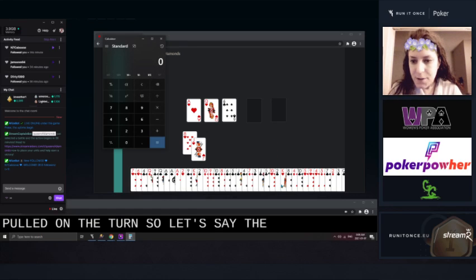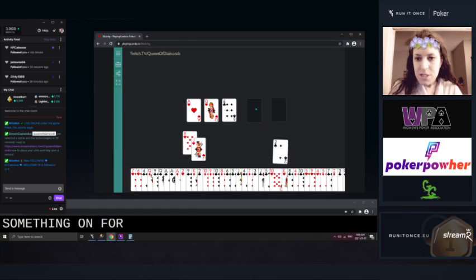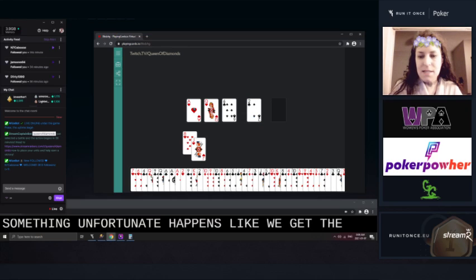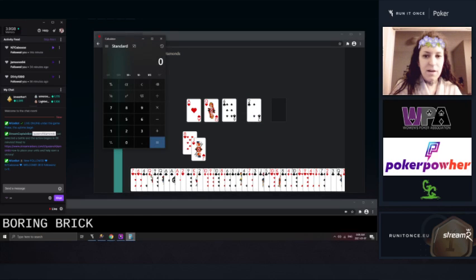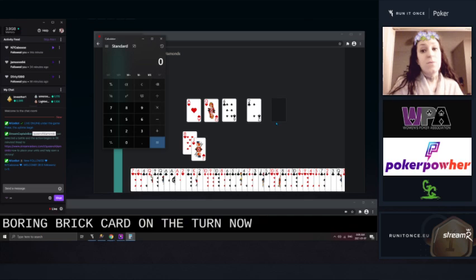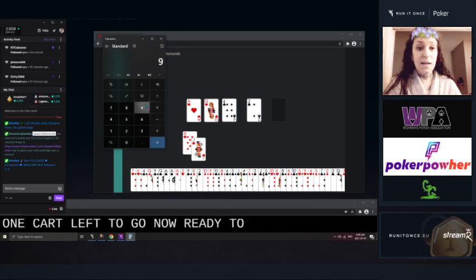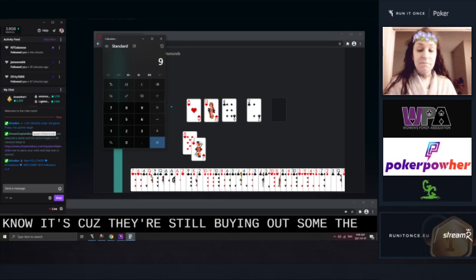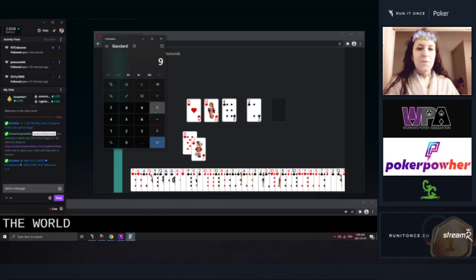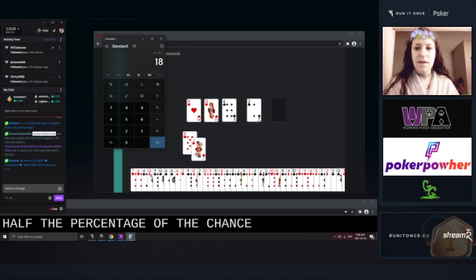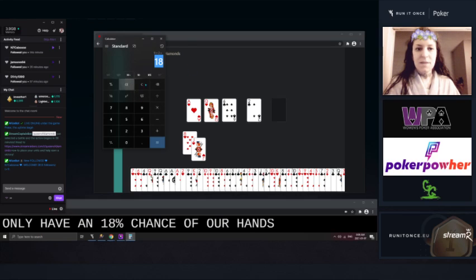So let's say though that something unfortunate happens, like we get this boring brick card on the turn. Now we have only 1 card left to go. Now we're going to take our 9 outs because there's still 9 outs in the world, and we're going to multiply it by 2. 1 card left to come, so we have half of the percentage of the chance left. Now we only have an 18% chance of our hand completing by the river.